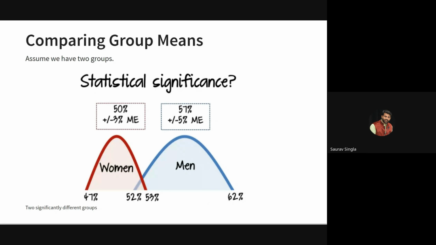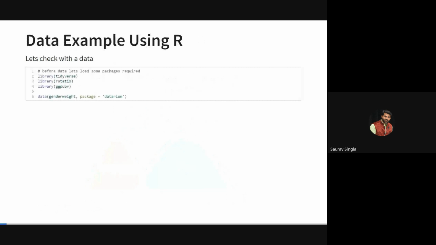See what we start with. Let's say we have to compare two groups, one group is men, one group is women. So how do we proceed when it is two groups? Let's take some data. This is a library in R which is showing this.